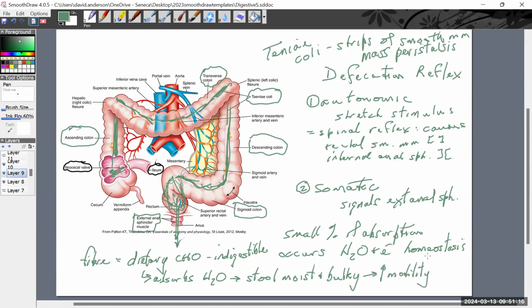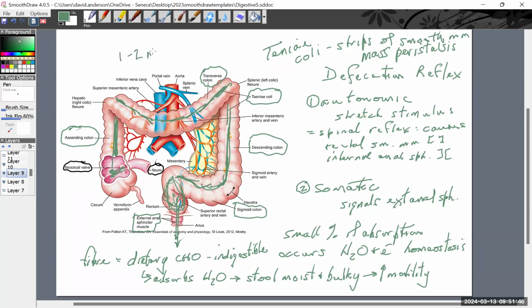So in other words, prevent constipation. So fiber in our diet has a number of advantages, and one of those is this one. It increases motility through the large intestine by keeping the stool moist and bulky. And so that's going to help with our motility and help with regularity of excretion, the removal of waste from the digestive tract.